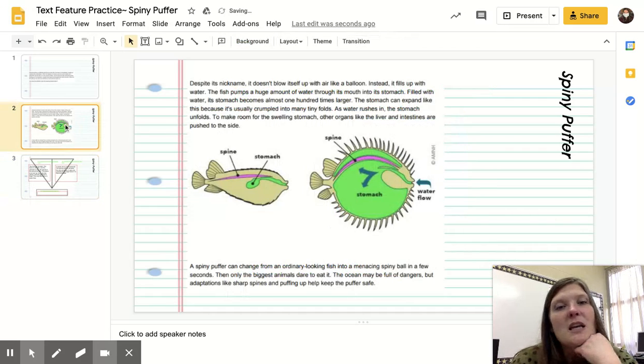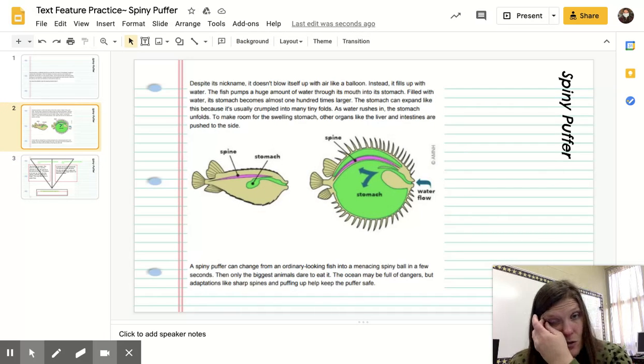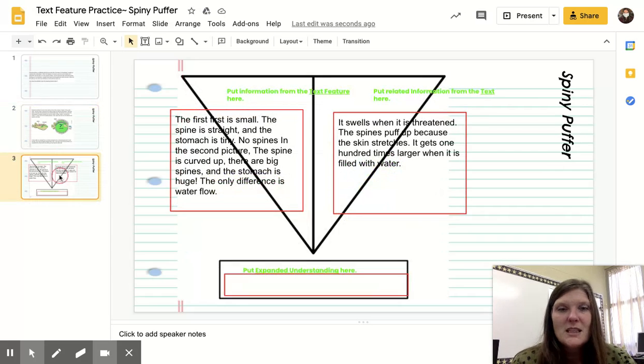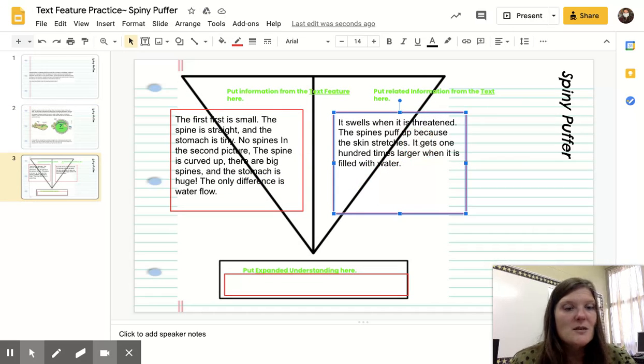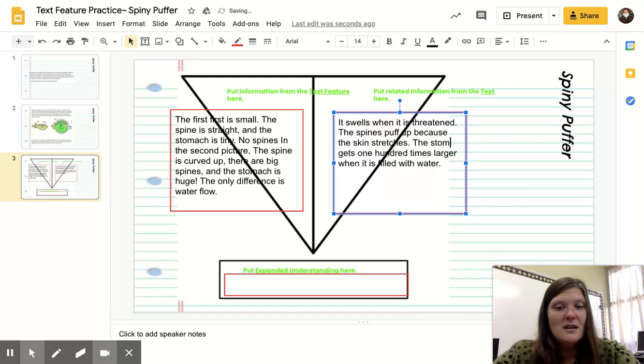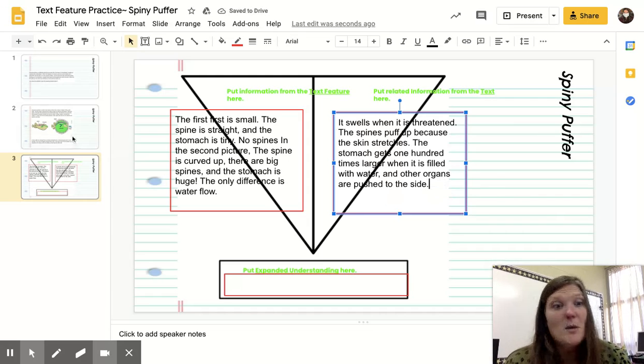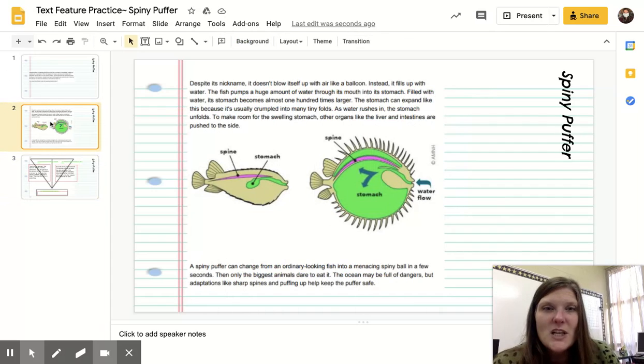Okay, let me see if there's anything else in here. It can expand like this because it's usually crumpled into many tiny folds. As water rushes in, the stomach unfolds to make room for the swelling stomach. Other organs like the liver and intestines are pushed to the side. I think that's important. You know what I said? It gets 100. I should say the stomach and other organs are pushed to the side. Okay, our bodies don't do that, do they? Okay, let me see if there's anything else.